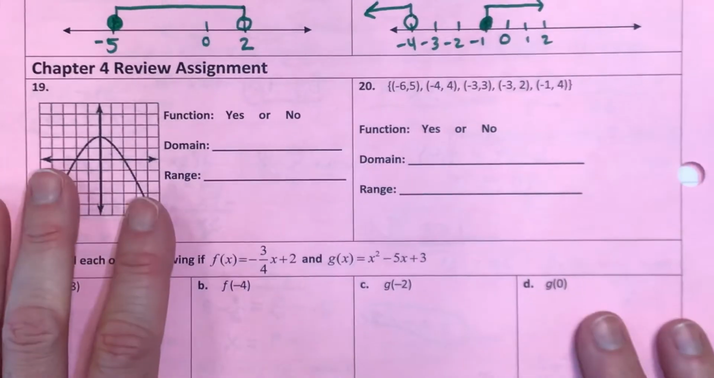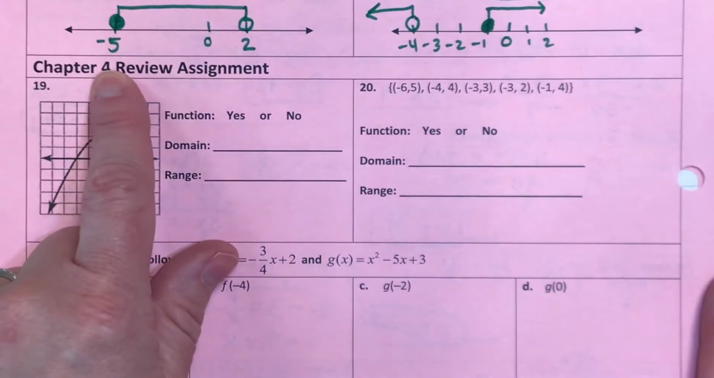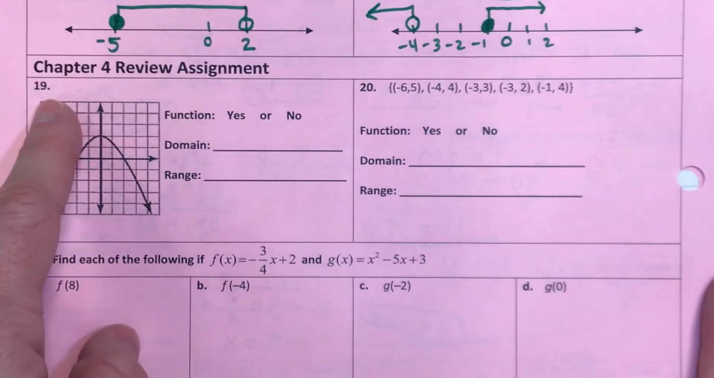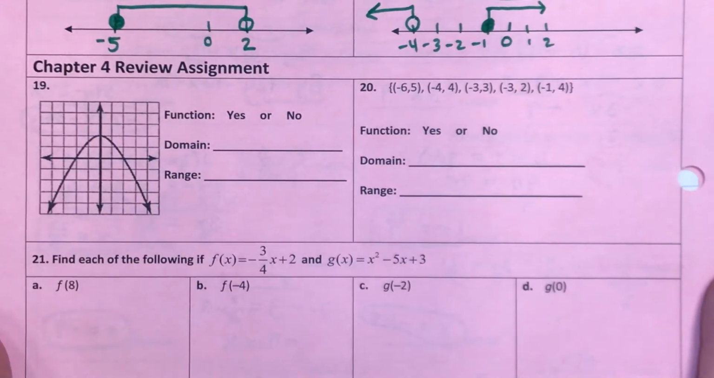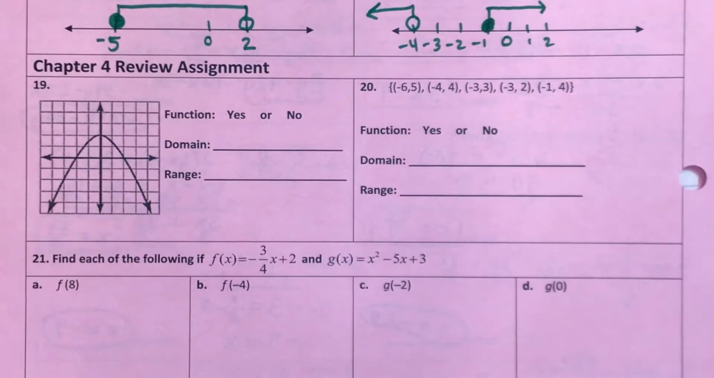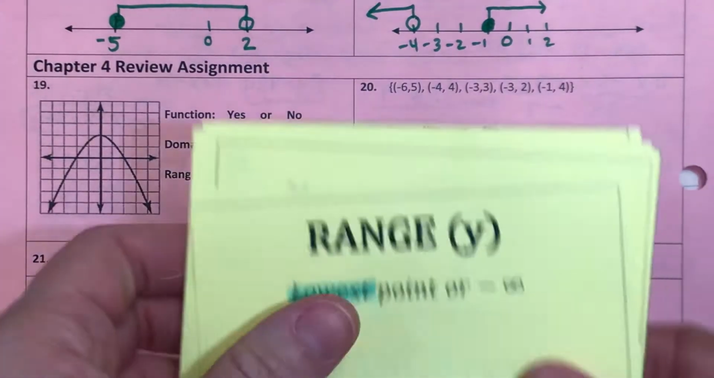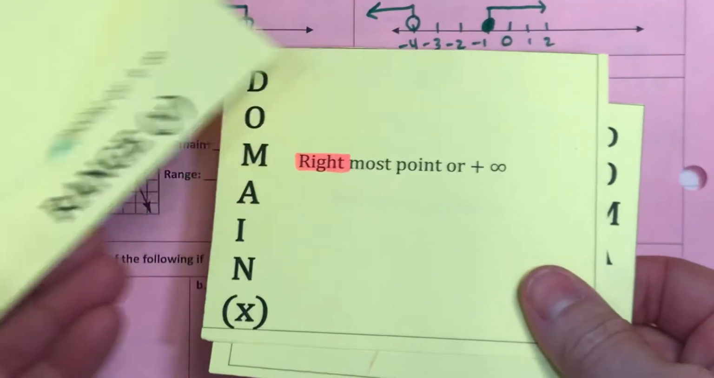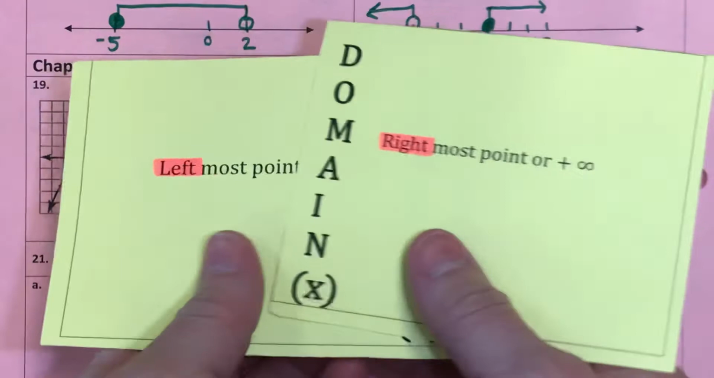In this video, I'm going to go through the final exam review packet for Chapter 4, and that means questions 19 and 20 on your review packet. Now, in my class, I handed out some cards that talked about domain and range, and you might recognize these, but if you don't, I'll talk about them briefly.